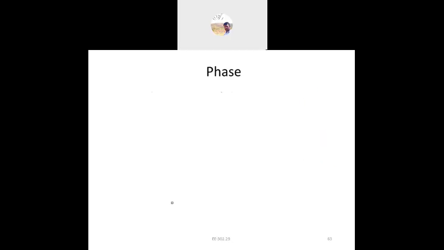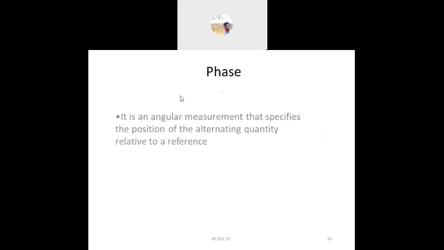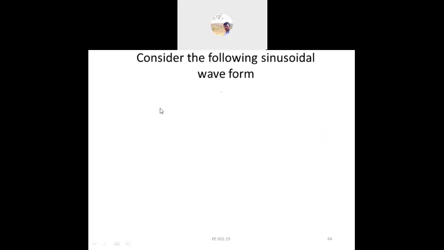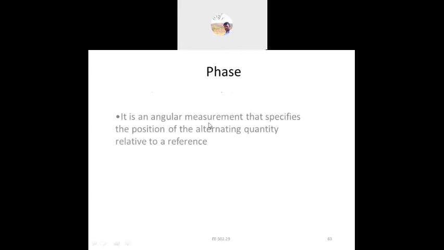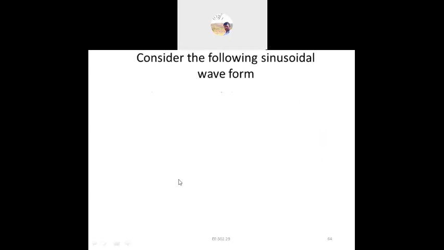Let's start. Phase is nothing but an angular measurement that specifies the position of the alternating quantity relative to a reference. Here we are considering one sinusoidal waveform.